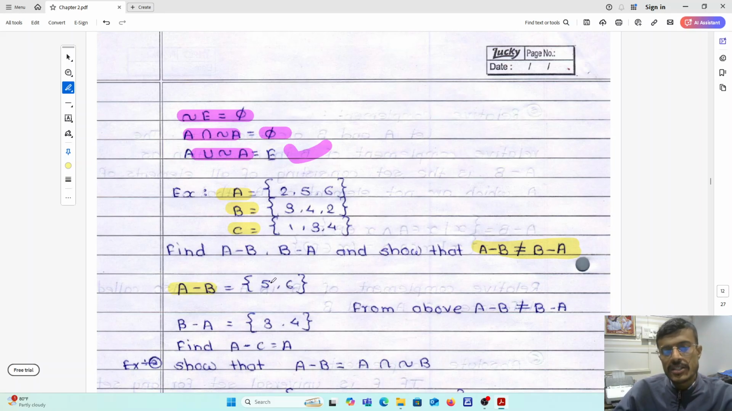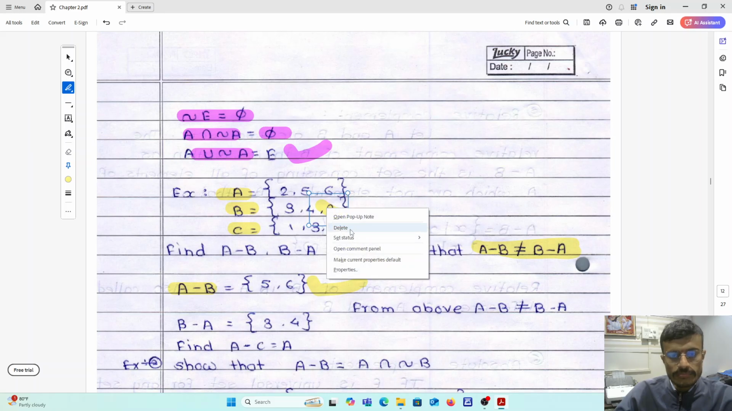As per the definition, we have to take all the elements present in A other than the elements of B. So you can see here A and B: 2 is present in both, so we skip 2. Instead, we take 5, 6. There is no need for 3, 4 because they belong to B, and 2 is present in both A and B, so we are not going to take 2 either. Fine.